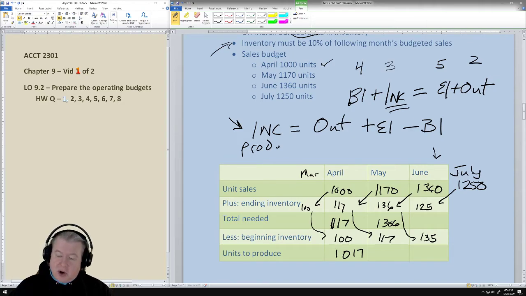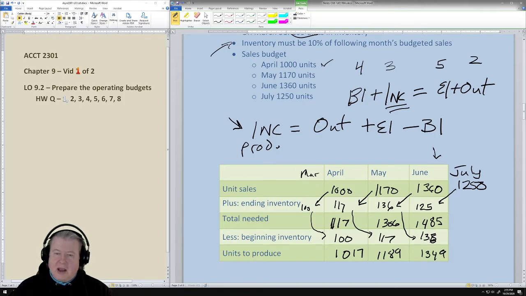And then, but you already have some on hand, so you don't need to make all of that. And so this is 1189. And so for this one, it would be 1485. And, oops, I said 135. This should be 136. And so that would give you 1349.